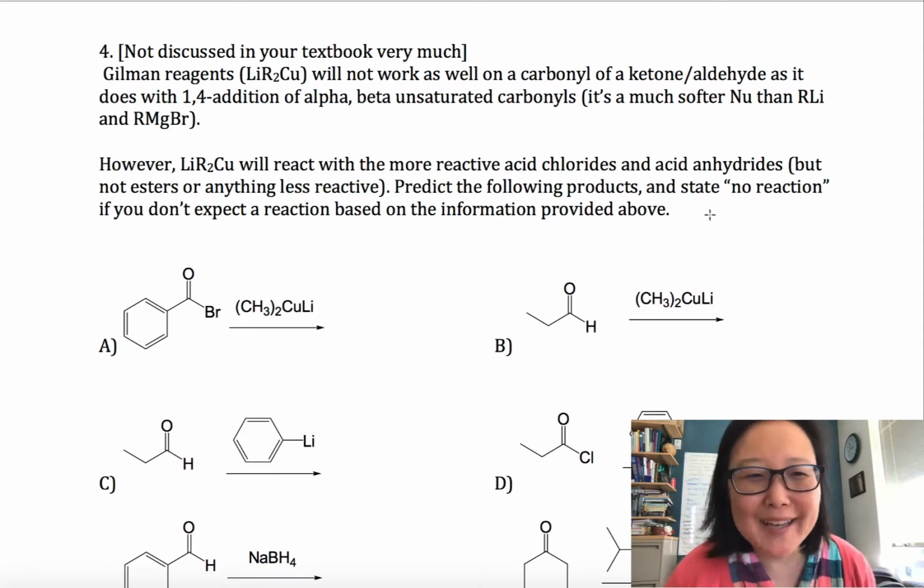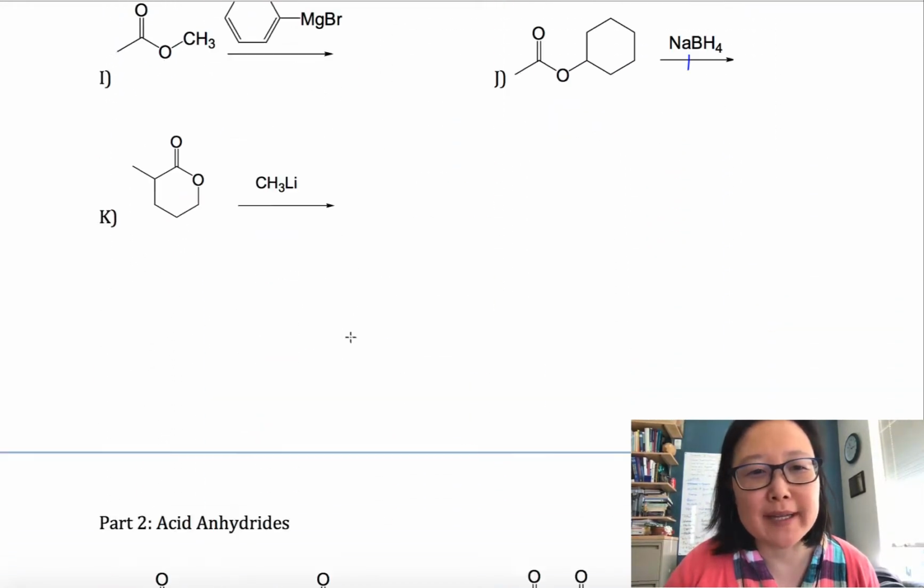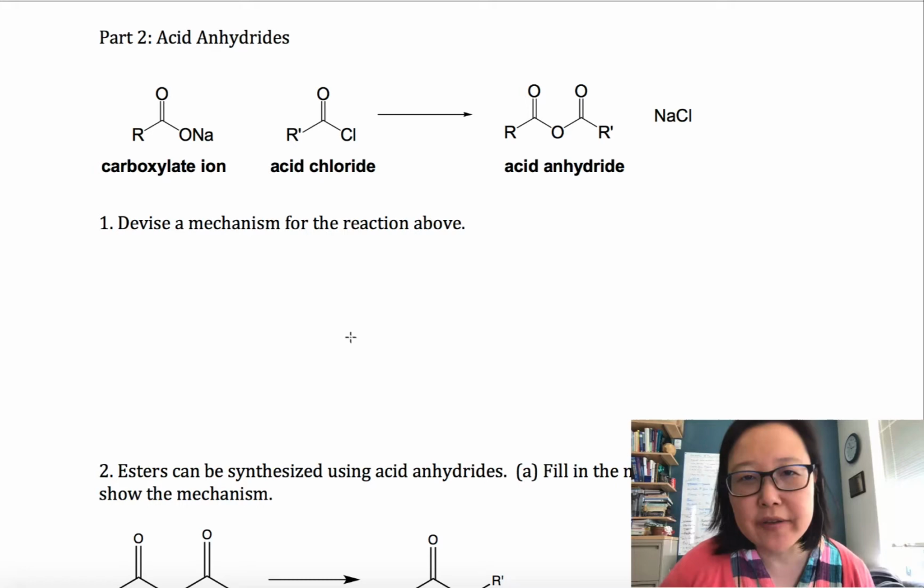Hi everyone, we're back. We're going to skip this part right here for now because that's in a later chapter, and so we'll come back to that later. Let's finish off with the anhydrides and then we'll wrap up the chapter. So right here, this is about how to synthesize an acid anhydride.